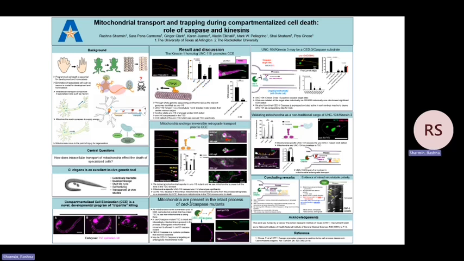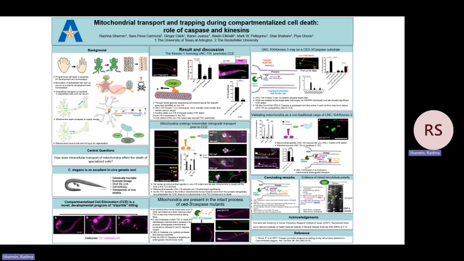I want to talk about programmed cell death. In multicellular organisms, cells that are no longer needed are destroyed by a highly regulated cell suicide mechanism called programmed cell death. Some of our cells are really complex in that they have different compartments, such as neurons.